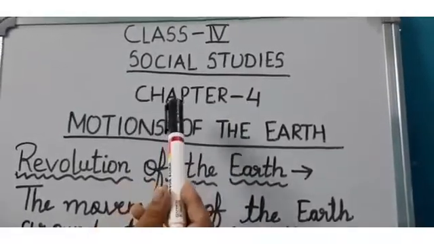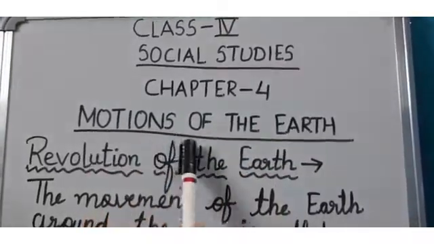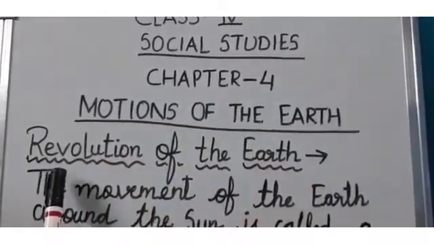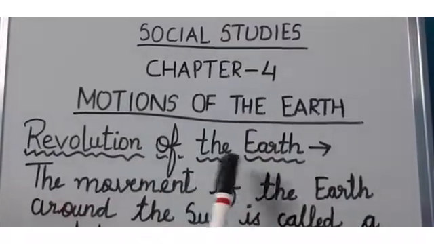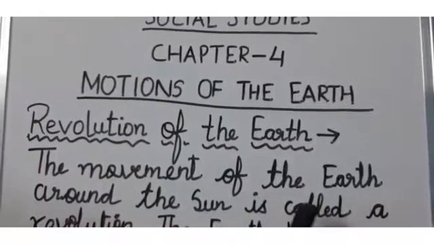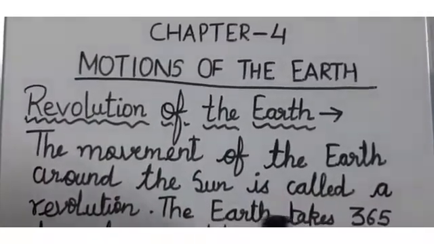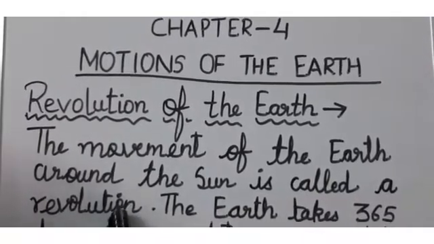Today we'll continue with the remaining topics of chapter number 4, Motions of the Earth. Today your topic is Revolution of the Earth. What do you mean by revolution? Revolution is the movement of the Earth around the Sun. When the Earth revolves around the Sun, it is called revolution.